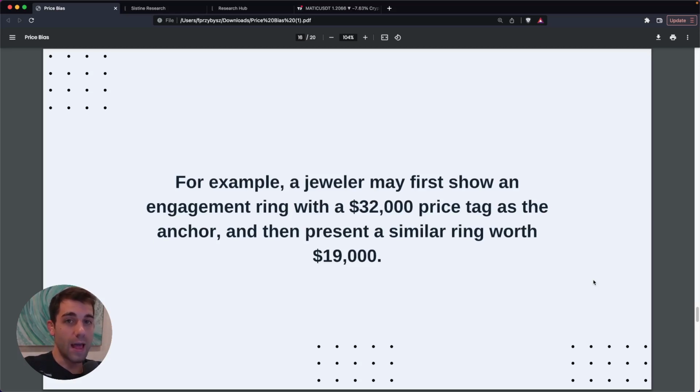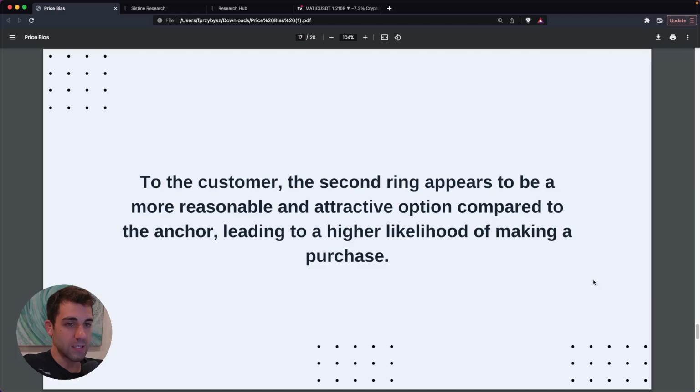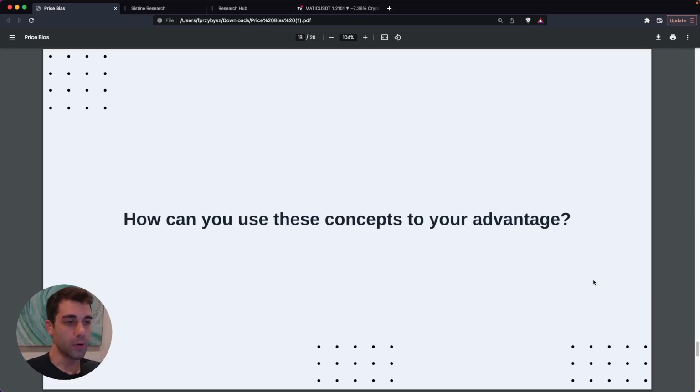However, if you'd led with the $19,000 ring, that's a lot of money, right? When you have an anchor of $32,000, it looks significantly less expensive. To the customer, the second ring appears to be a more reasonable and attractive option compared to the anchor, leading to a higher likelihood of making a purchase.